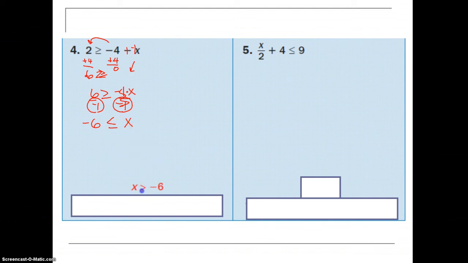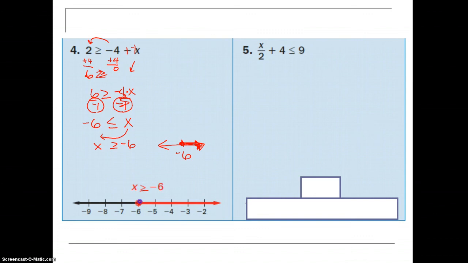And this should have a line underneath. Again, you could reverse this entire thing by putting the x here, flipping that, because the x is on the other side. It's like a mirror image. That is the same exact answer. Put the number line, negative 6, it's closed, x is greater, so we're going right. This should be closed.